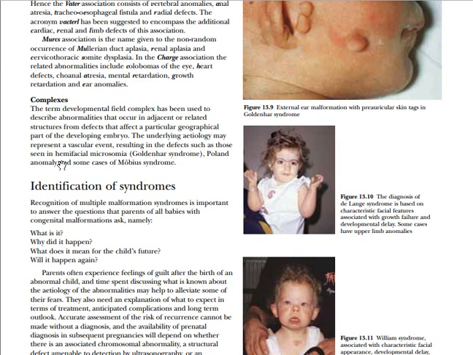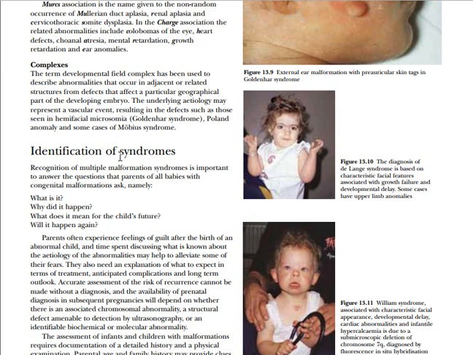So Goldenhar syndrome is a hemifacial microsomia. You have the Poland anomaly and all that. So those are complexes. In Poland anomaly, you have the ribs, the skeletal muscles, the ribs and the clavicles at the level of the axial skeleton not produced large enough. So that's why you have complexes.